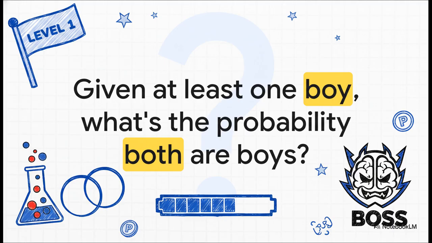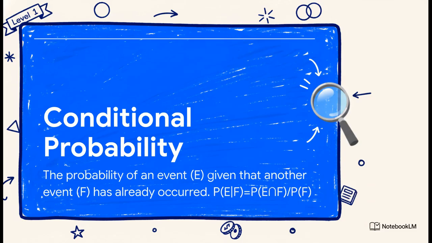See, we have a clue. We know for a fact that at least one is a boy. Now, does this clue, this extra information, actually change the chances? Let's find out. Okay, this right here is the key formula, bacho.